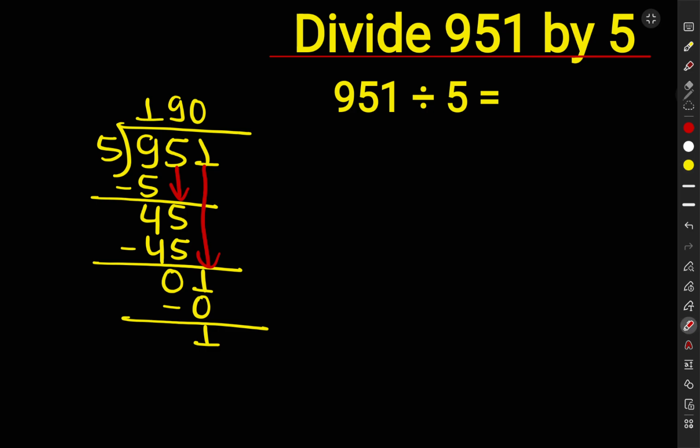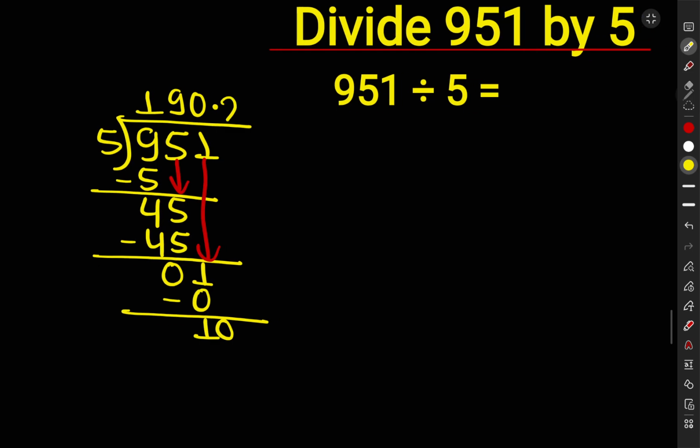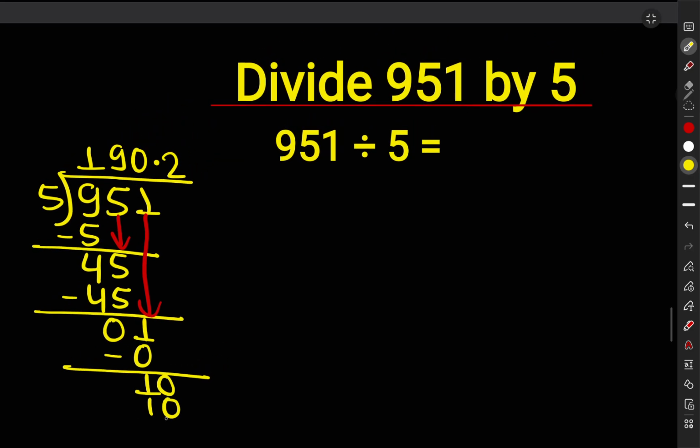So now we have no other number to put down. So we take a decimal here so that we put 0. So it is 10 and 5 times 2 is 10. On subtracting we get 0. So 951 divided by 5 is 190.2.